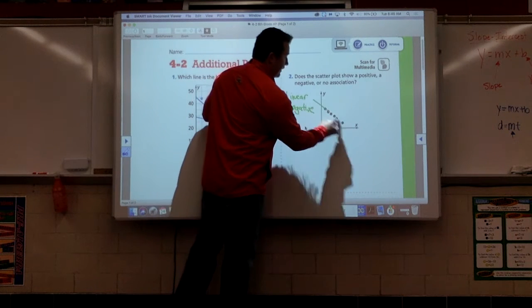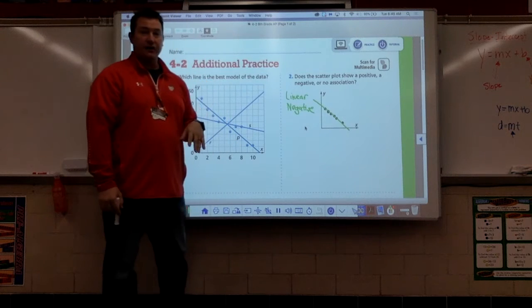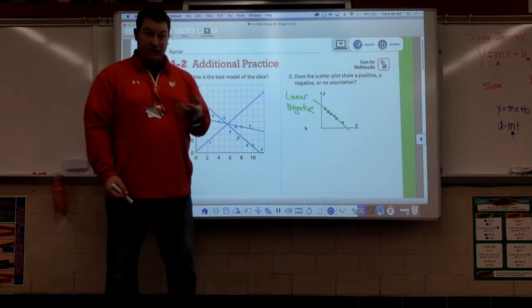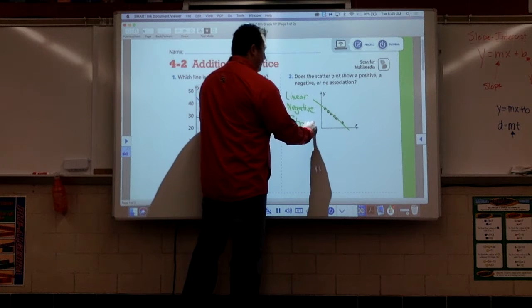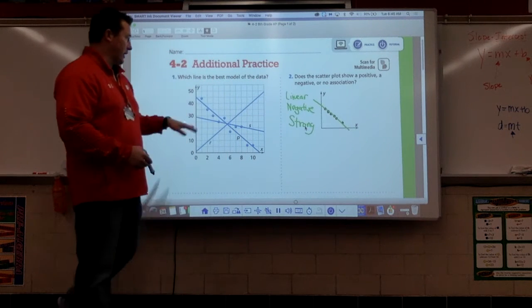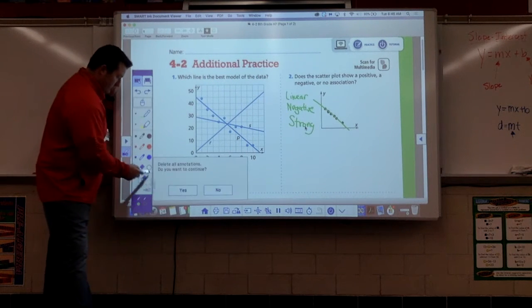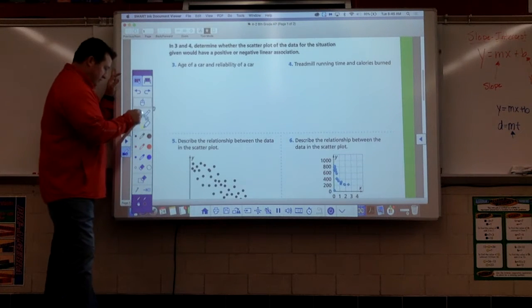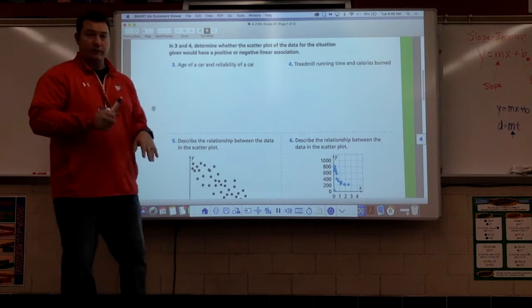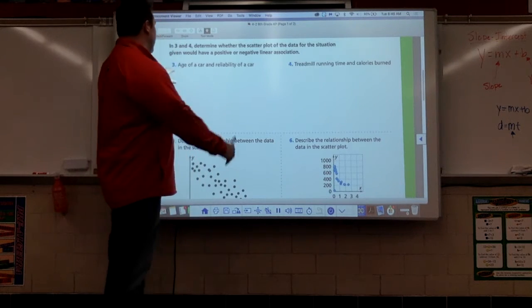If you were to draw a trend line, that trend line's going in that direction. Are all those dots pretty close to the trend line? They are, so we are going to call this one strong. There we go. This isn't going to take us very long. Unlike writing in slope-intercept form, these questions don't take very long.